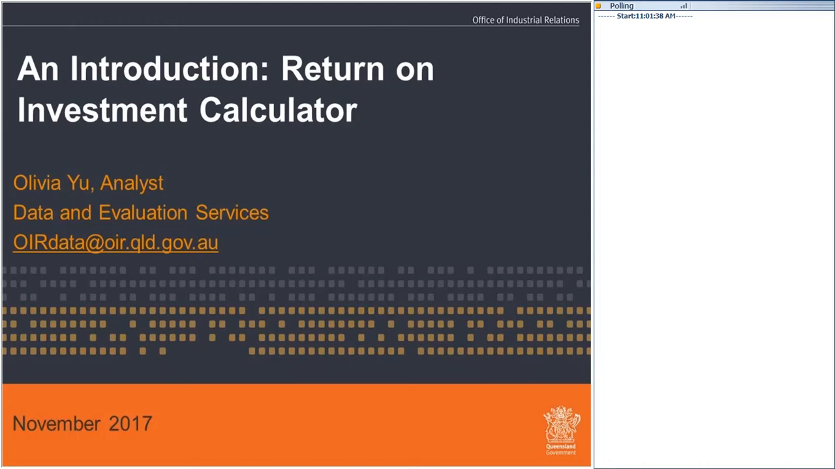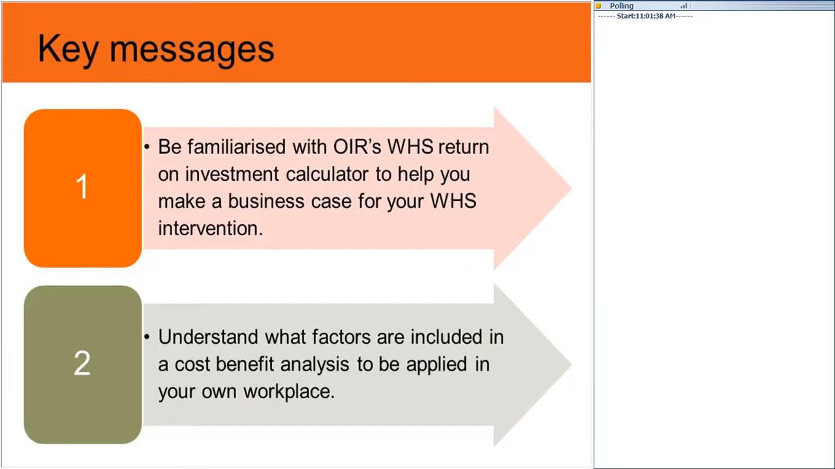All right, fantastic to see that about 60% of you have had a look at or had a chance to use the calculator. So the key points for today are to, one, get a general idea of how you could apply the ROI calculator to help you make a business case for your health and safety investment, whether that be an engineering solution or administrative control. And two, to get an understanding of what the Office of Industrial Relations has been doing in this space, as well as the factors and information required to be input into the ROI calculator.